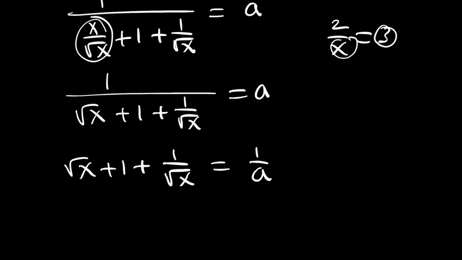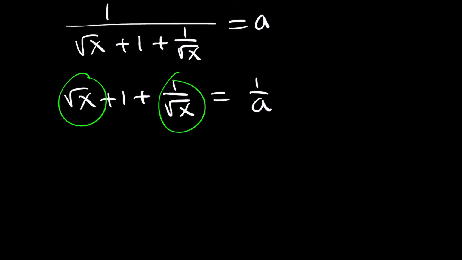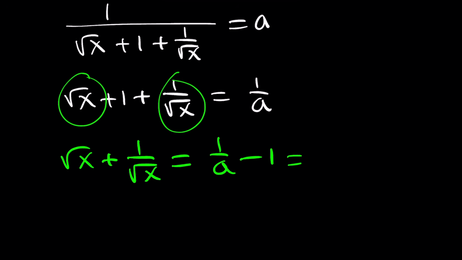Easy. Now, I want to put these two together. They're related. And subtract 1. So from here we get the following. If you isolate this expression, we get that. And of course I can make a common denominator and get something like this. Great. Now this is helpful.